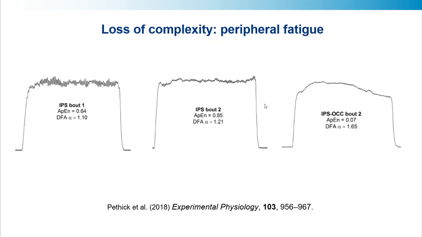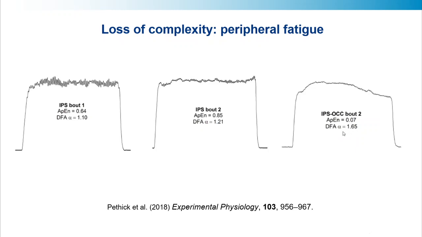But what we did when we occluded the muscle, so we performed this same first bout of exercise to failure, then we waited 3 minutes, but crucially, we had a cuff on during those 3 minutes, releasing it only when we started the contractions again, purely for participant comfort. But in the first minute of these contractions, there was no recovery whatsoever of complexity. So complexity, you can see, was still very, very low, and this is reflected in those two complexity metrics. So a very low AppN and a DFA alpha above 1.5.